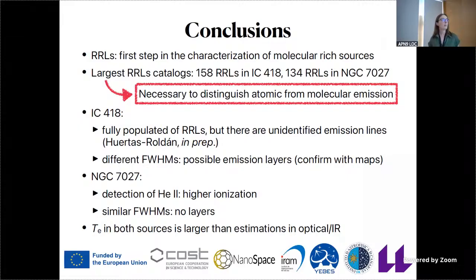lines of helium-2. The emission seems to be not stratified as in the previous nebula. And in general, we found some problems with the electron temperature. We tried to model the sources using the values in the literature, but it was impossible. We couldn't reproduce the peak flux intensities that we were observing. So this seems to be still an open problem, and we should try to find something to combine both the radio results and also the infrared and optical results.